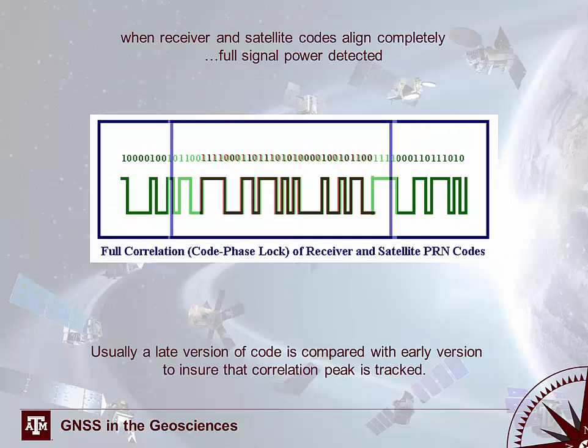Now, the ideal case is when the receiver and satellite codes align perfectly. This is when you get the full power from that satellite and when you can determine your location from that point. This is usually done by a late version of the code being compared with an early version of the code to ensure that the correlation peak, or that match, is tracked perfectly.